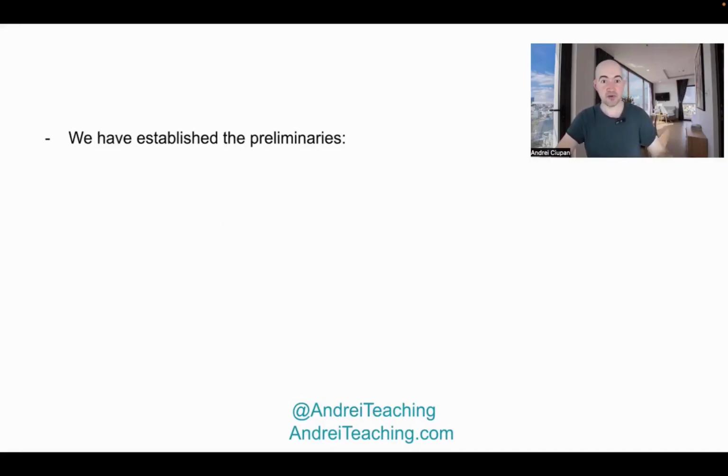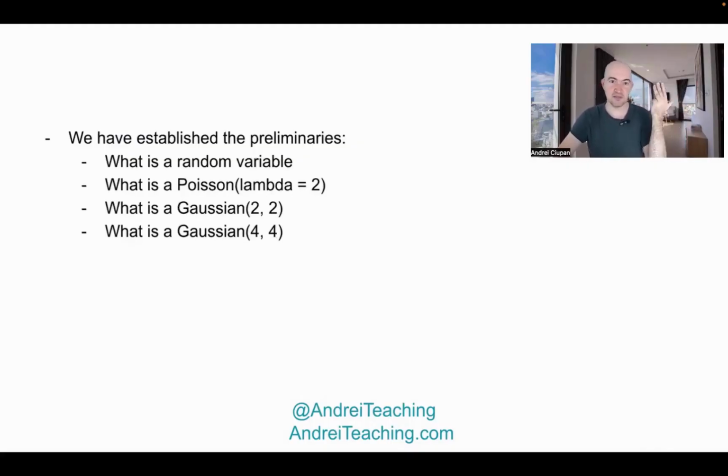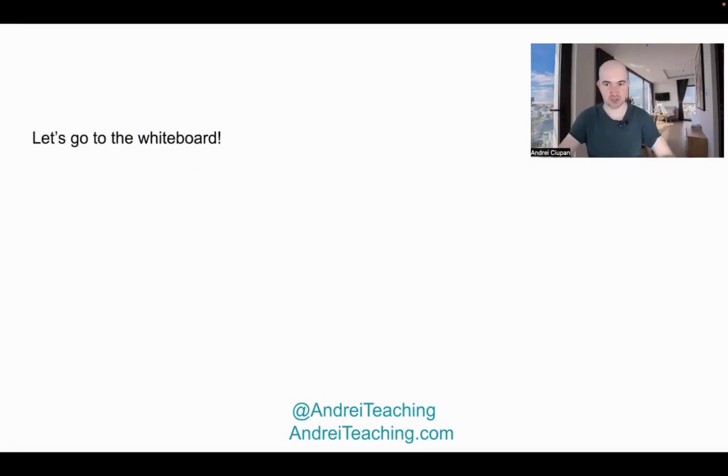Great. So we've established the preliminaries. We've established what's a random variable, what's a Poisson with lambda equals to 2, what's a Gaussian with these parameters, what's a Gaussian with these other parameters, and also what's a median. Now let's solve the problem, right? Let's see which of these two constructed random variables has the highest median. So let's go to the whiteboard.